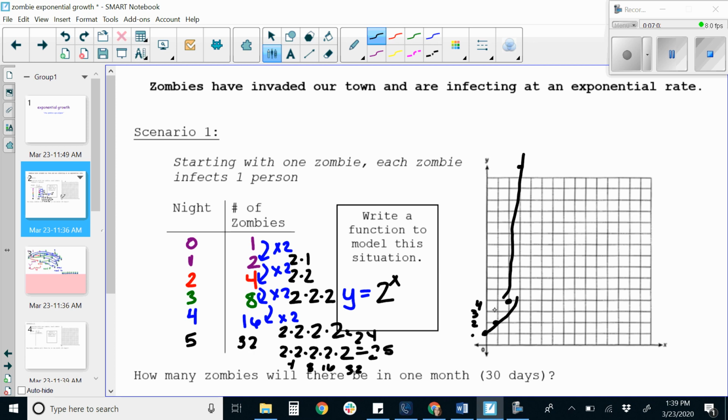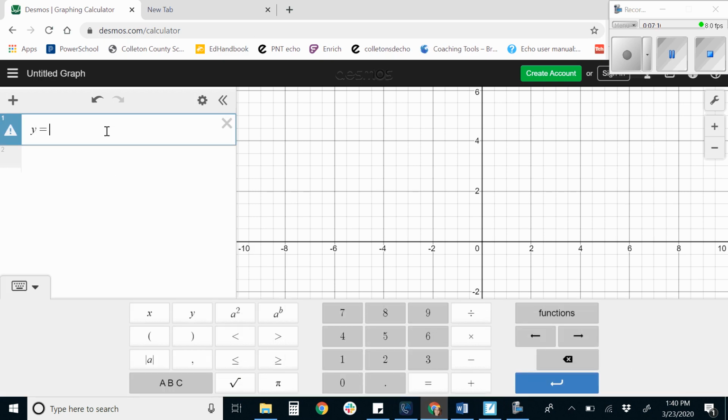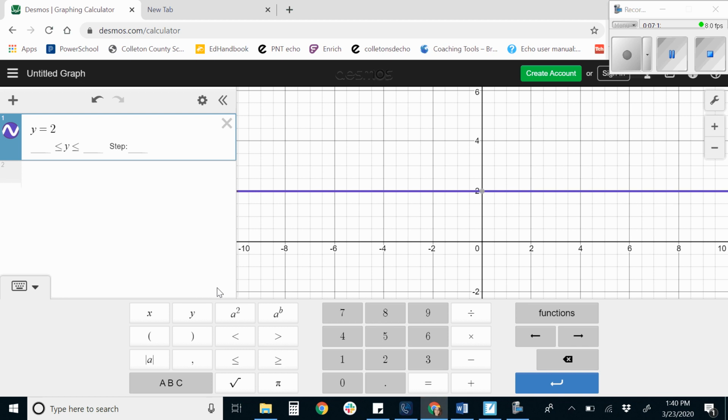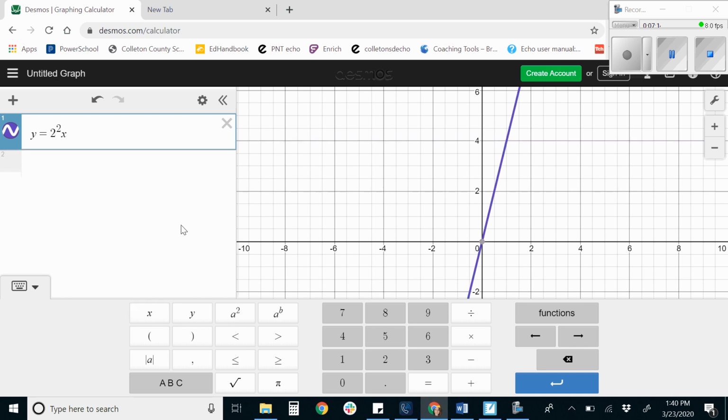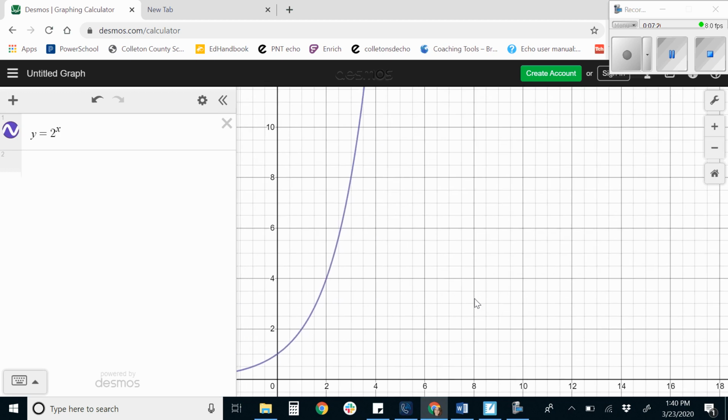Ooh, that is terrible. It's a good thing I have this here. So let's look at this. I want to graph that. Y equals 2 raised to the x. Oops. I want this to be the x. So this is what your graph would look like.